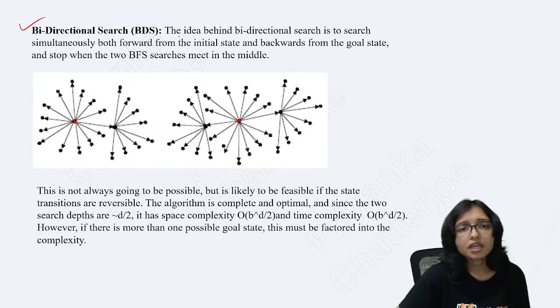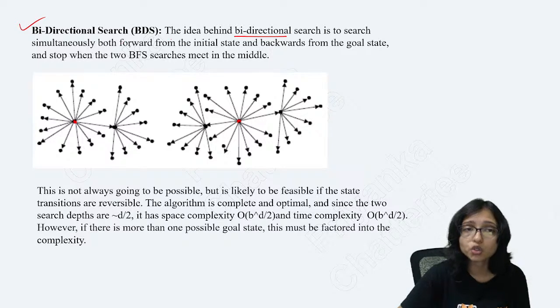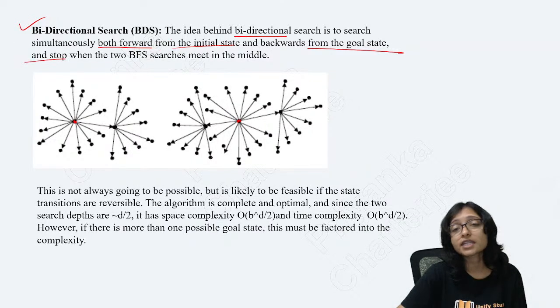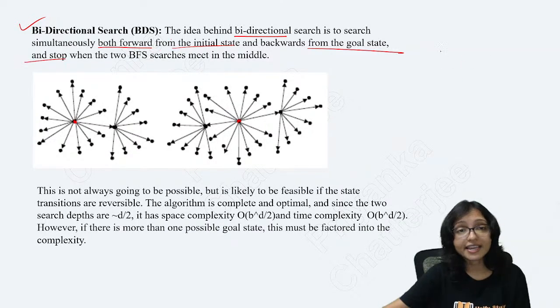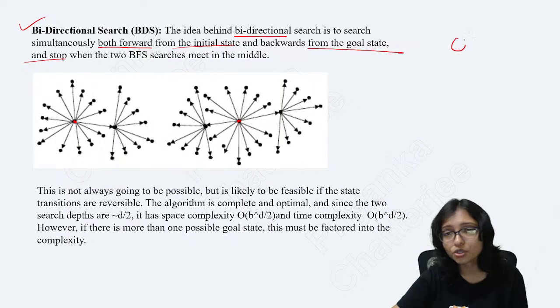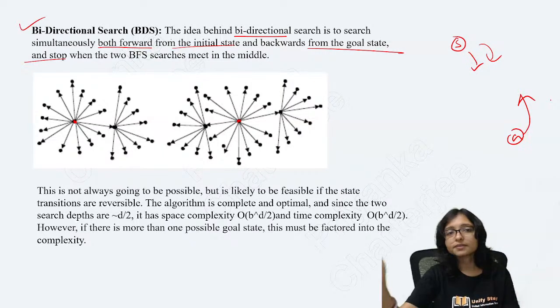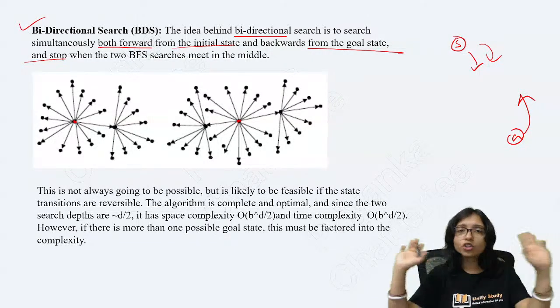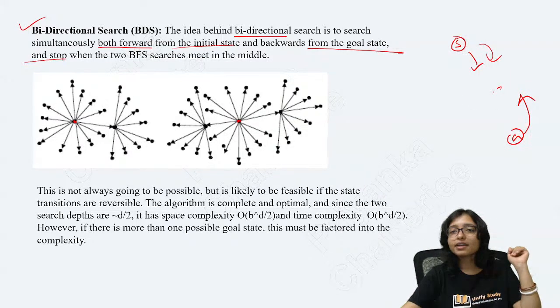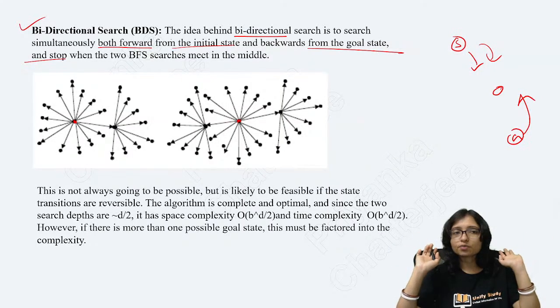Bidirectional search. The idea behind bidirectional search is to search simultaneously, both forward from the initial state and backward from the goal state. It is more intelligent. It is very clever: start from the start, and also from the goal. From the start, go in the forward direction; from the goal, go in the backward direction. It is very smart, because we try both directions, and whenever I get the answer in the middle, I will stop. That's why it is bidirectional.